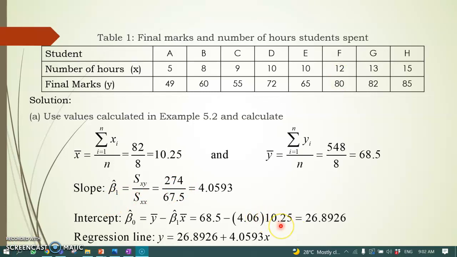Right, so in my next video, I will explain to you how to interpret this slope and intercept value.